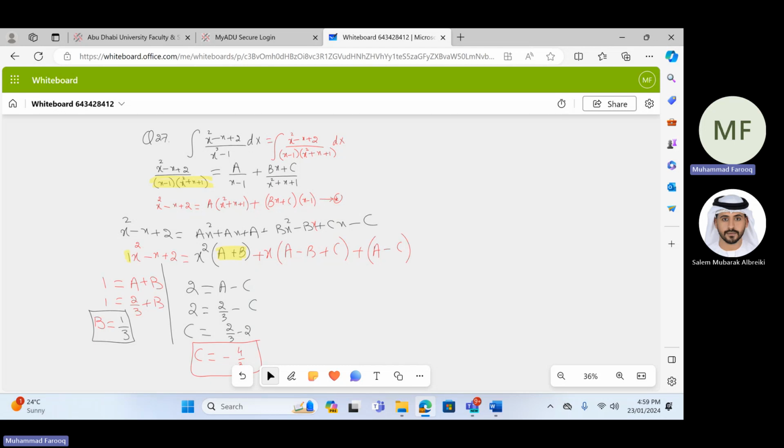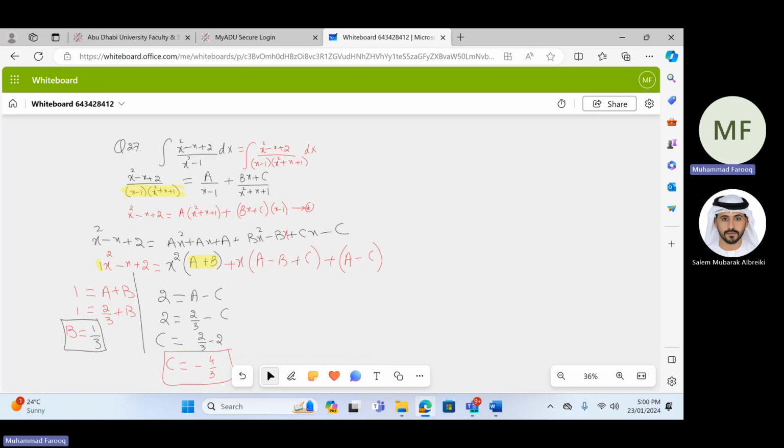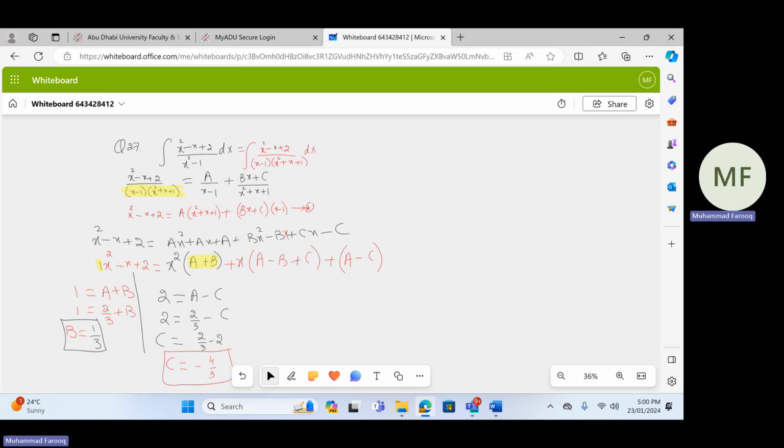x minus 1, you make equal to 0. How much is x? 1. So put 1 in the star equation and solve the star equation. Put 1: 1 minus 1 is 0. So 2 is equal to, now, 1 plus 1 is 2, 1 minus 1 is 0. So from here 2 is equal to 3A, and then we get A is 2/3.